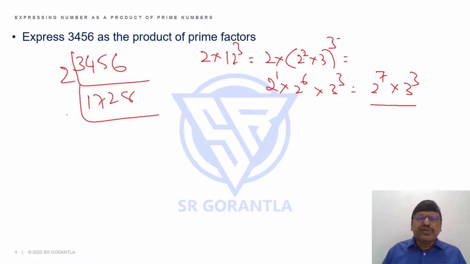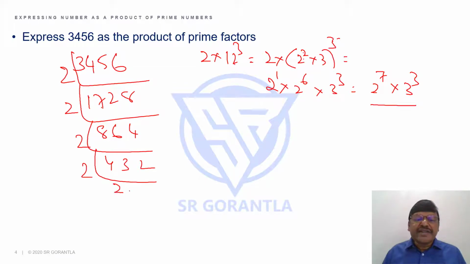Okay, if you continue, you still get the same answer. See what happens. You write 2 864s, 2 432s, 2 216s, 2 108s. At least now you can say 216 is 6 cube, if not before. 6 cube is what? 2 cube into 3 cube. Yes, 2 cube into 3 cube. 2 cube into how many 2s already there? 4. So total 2 power 7 into 3 cube, right?